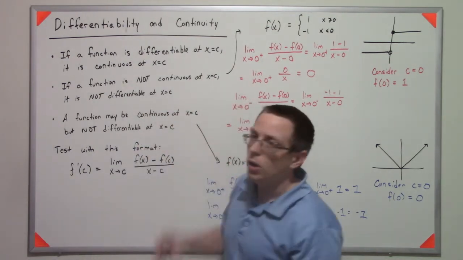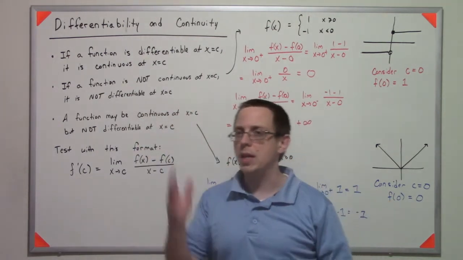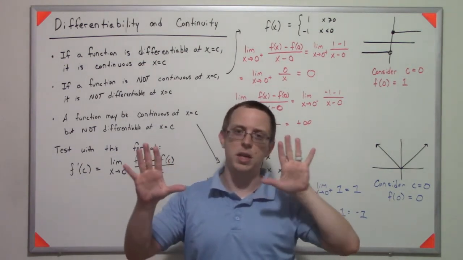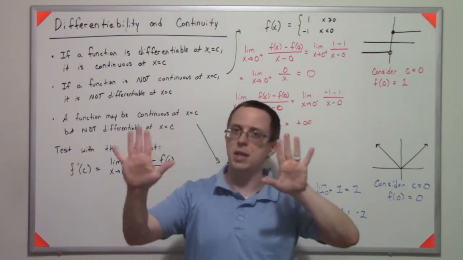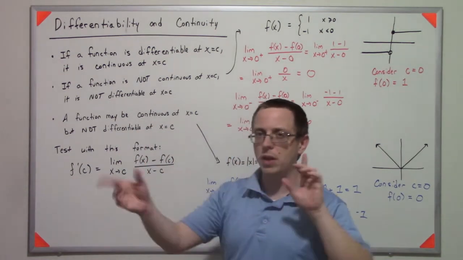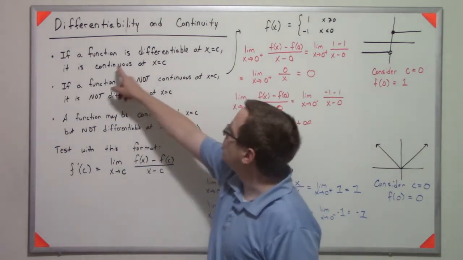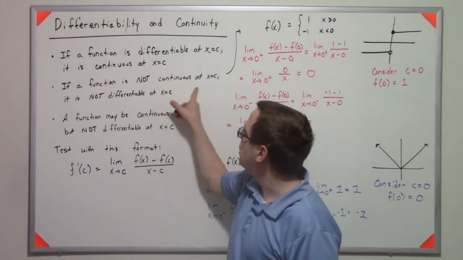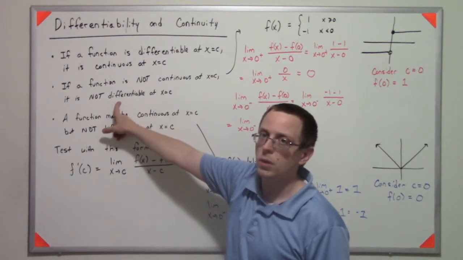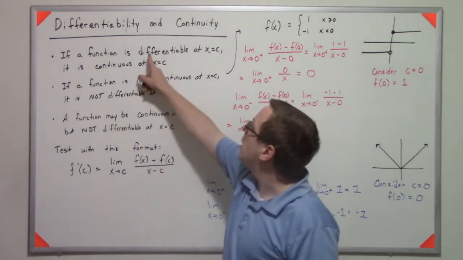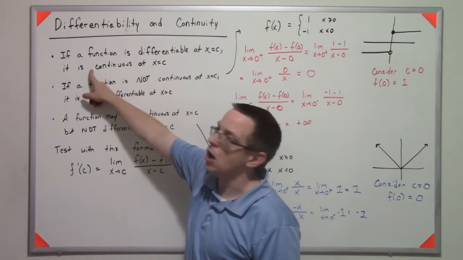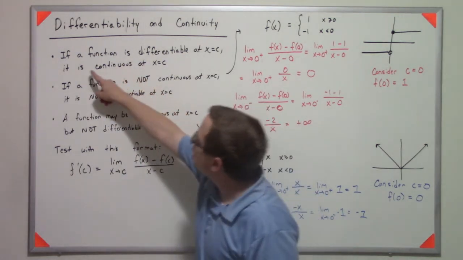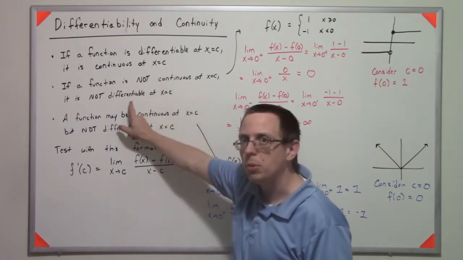Now, further, if we flip this around, we say A implies B. Well, then there's a related concept that says not B implies not A. So we flip it around. If it's not continuous, then it can't be differentiable. So it's not differentiable means not continuous. That's not what that means. It's not continuous implies not differentiable.